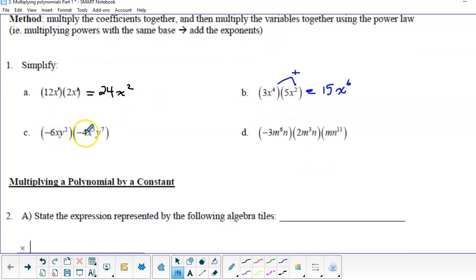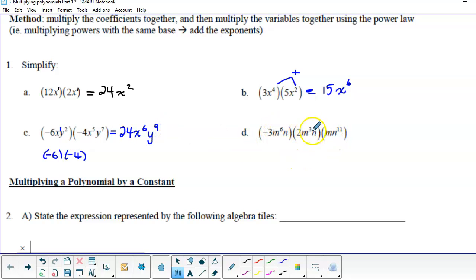So those are coefficients, so you multiply. Just if you had negative 6 in brackets, and negative 4 in brackets, you know that you would multiply. You wouldn't add them. Adding is only for the exponents on powers with the same base. So that's going to be positive 24. Then x, that's x to the 1, times x to the 5th is x to the 6th. And then y squared times y to the 7 is y to the 9.